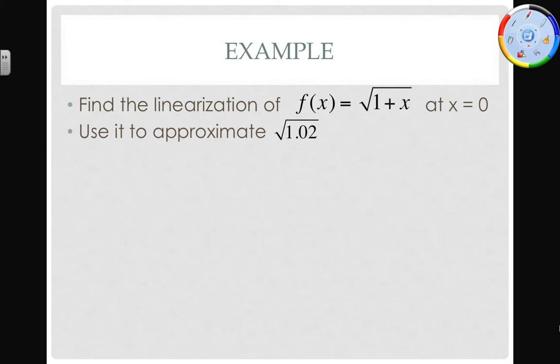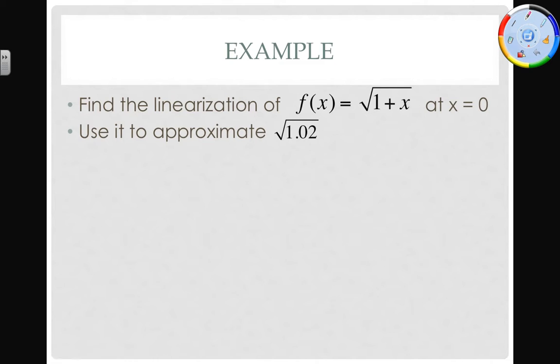All right, so in this particular case, we're going to approximate the square root of 1.02 using the linearization of the function square root of 1 plus x. You'll notice that the square root of 1 is a nice number, and we're just adding something to that 1. And notice in this approximation, we're adding 0.02. I'm going to get to that in a second.